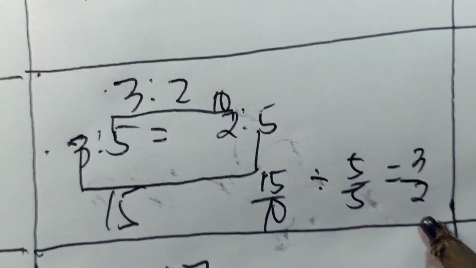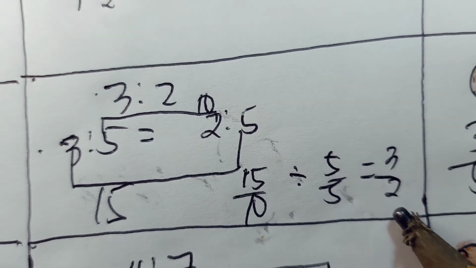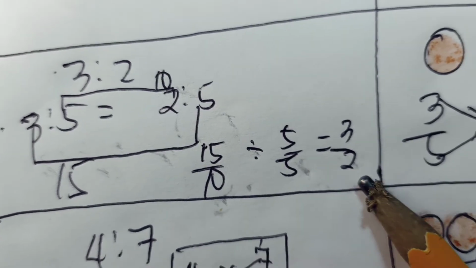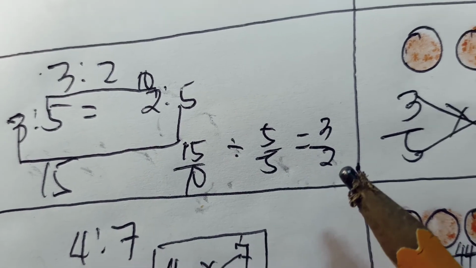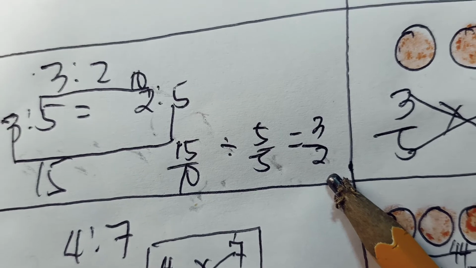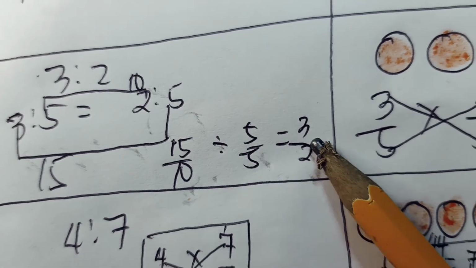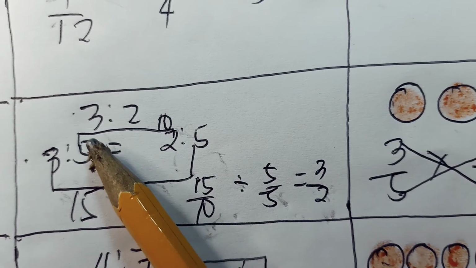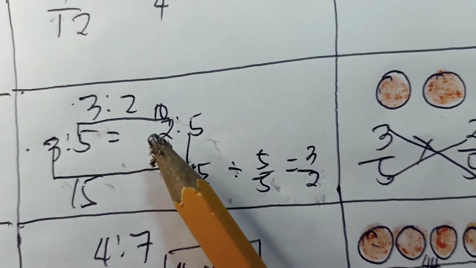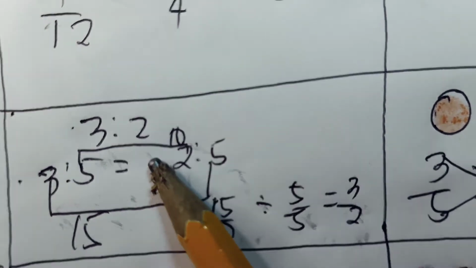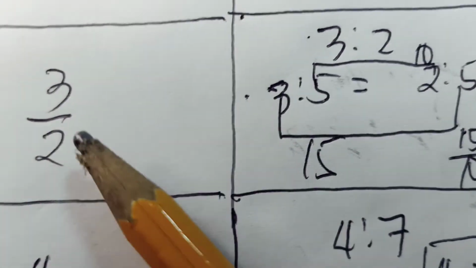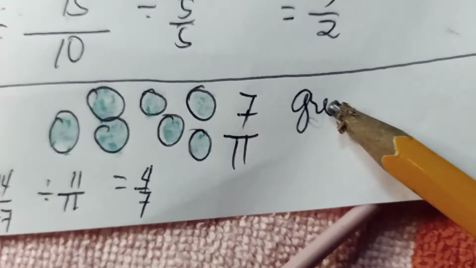So, focus. Can we change 3 over 2 from a fraction to a ratio? Yes, we can change it. How to change it? Write first the numerator, this one, and then the denominator is 2. So, 3 is to 2. Change again to fraction, 3 over 2.